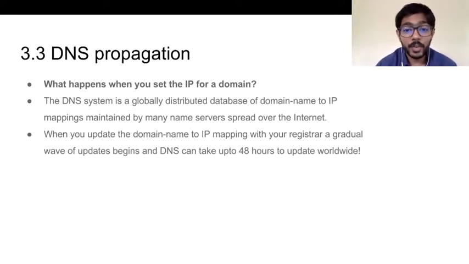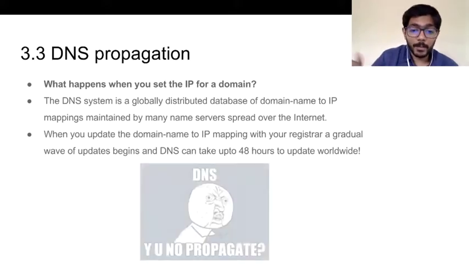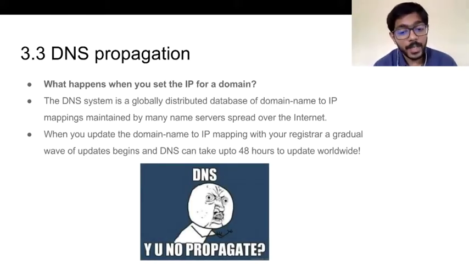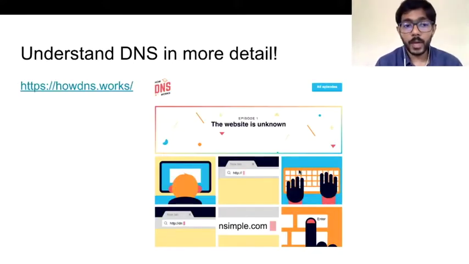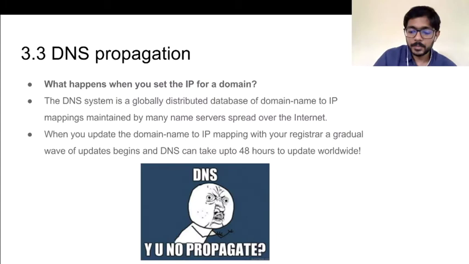DNS can sometimes take 48 hours to update worldwide, which is why very frequently when you're developing, you will notice that you're not able to access your server with the domain name for sometimes even up to 4 or 5 hours till the DNS is updated. To understand how DNS works in more detail, check this website out, howdns.works. This is a lovely resource to understand how your browser finally manages to get the IP of the web app that you're trying to reach.